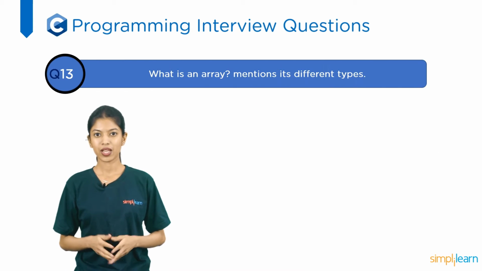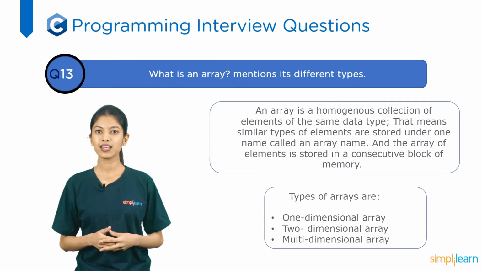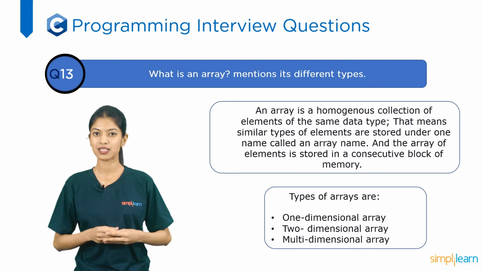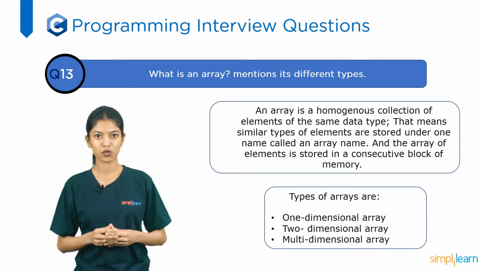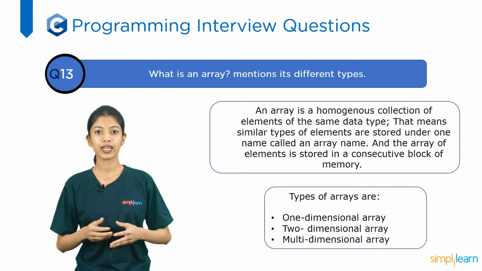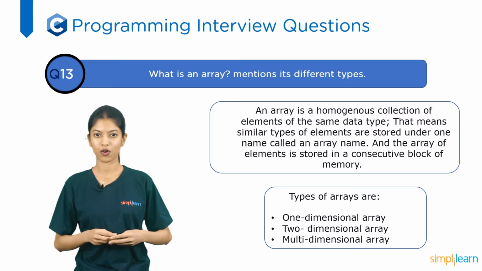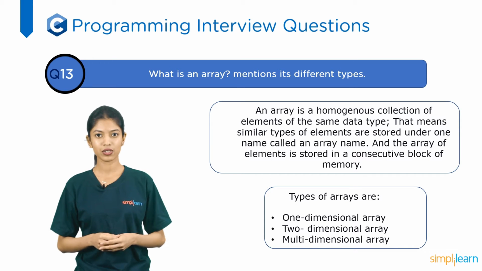What is an array? Mention its different types. An array is a homogeneous collection of elements of the same data type. That means similar types of elements are stored under one name called an array name, and the elements are stored in a consecutive block of memory. Types of array include one-dimensional array, two-dimensional array, and multi-dimensional array.